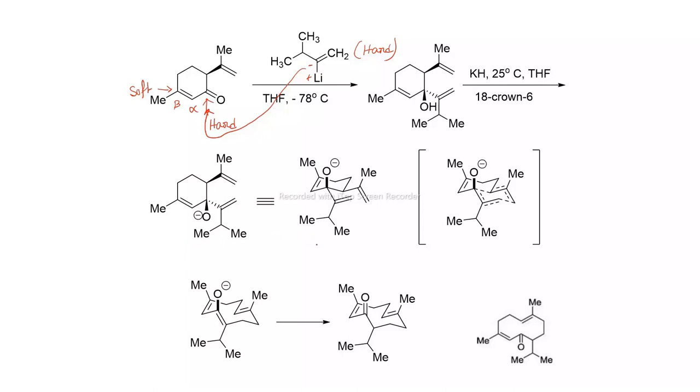So we can redraw this in the chair-like transition state. What will happen? We have numbering again, 1, 2, 3. There will be a 3,3-sigmatropic rearrangement. This one will come here, this will go here, and this will go here.